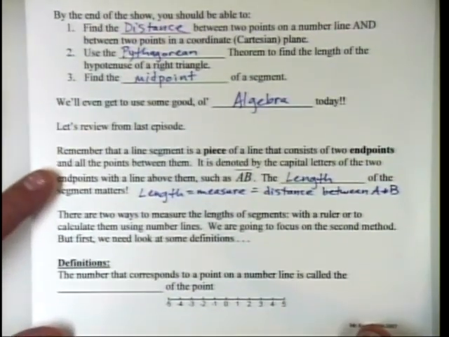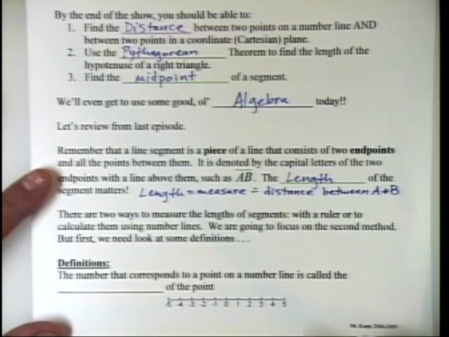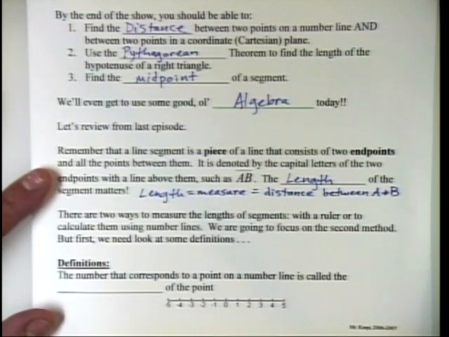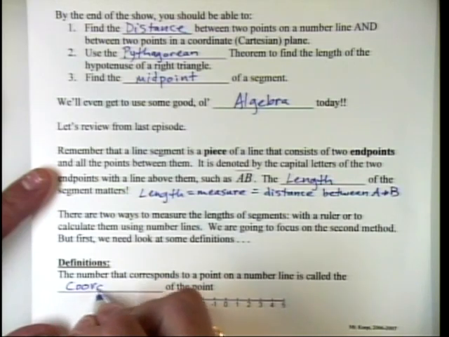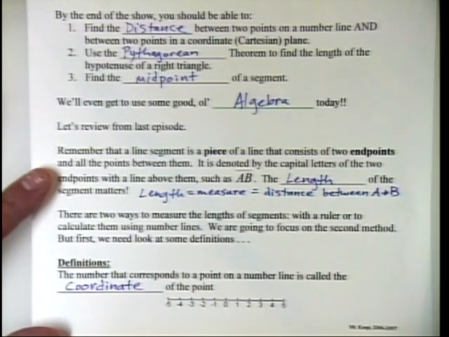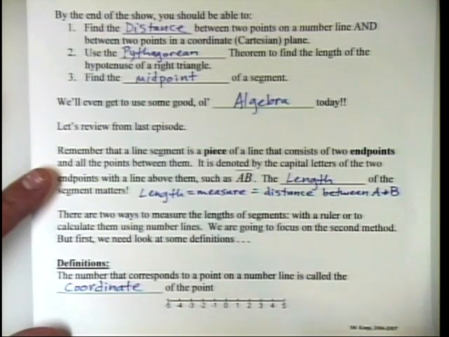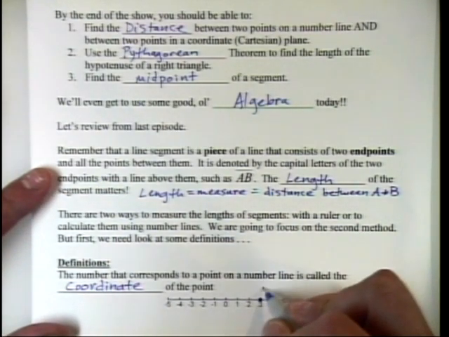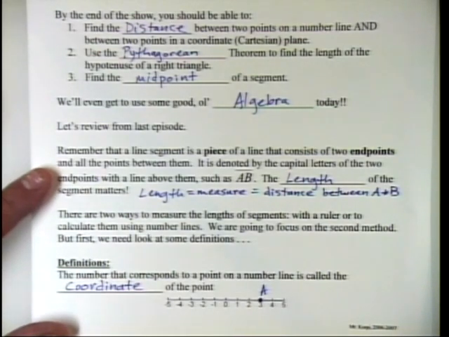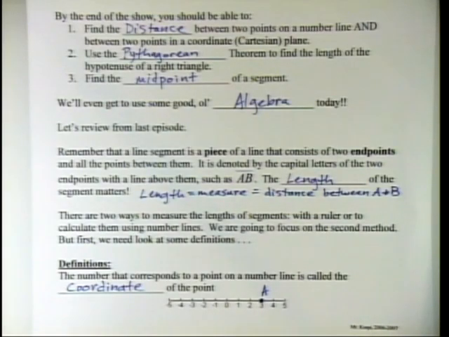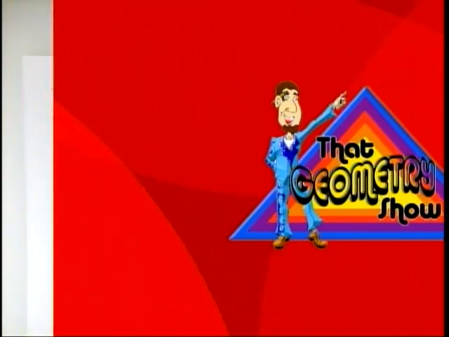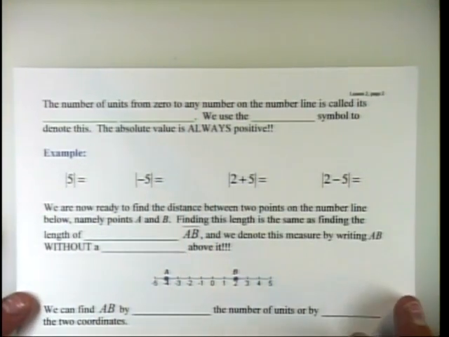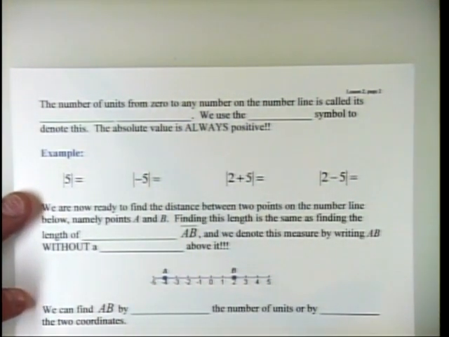The first one: the number that corresponds to a point on a number line is called the coordinate of the point. For instance, if you look at this number line down here, I can put a dot or a point at the point 3 and call it A. So we'd say on this number line, which is only 2 dimensional, the coordinate of point A is 3. Got it?